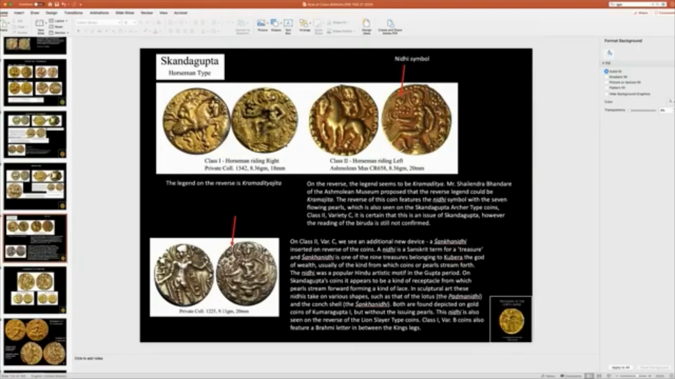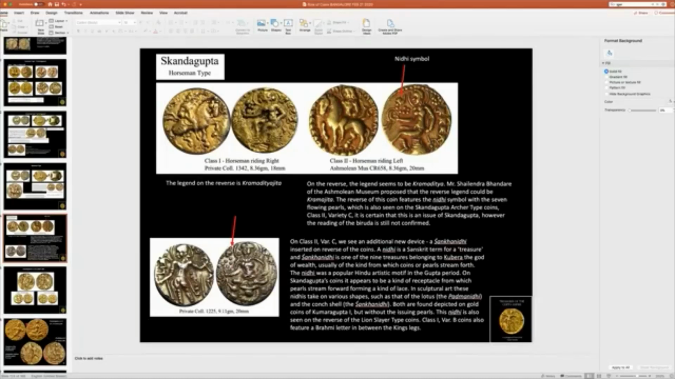And weight-wise also, it fits 8.36 grams, similar to the one piece that we know that's in the Ashmolean Museum. So this is a horseman type, we are classifying it right now, and also in the book, as Skandagupta. This is the Nidhi symbol that I was talking to you about on the archer type coins of Skandagupta.